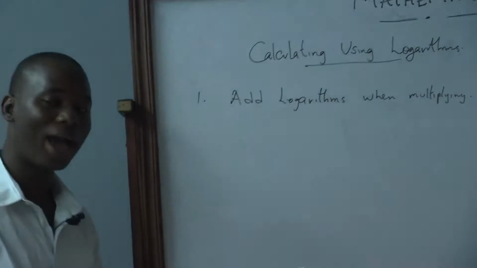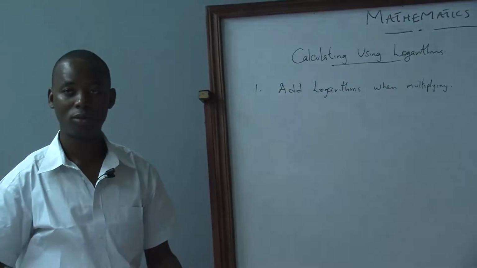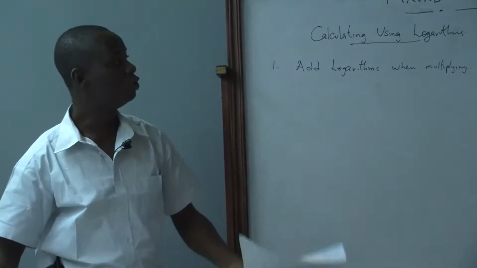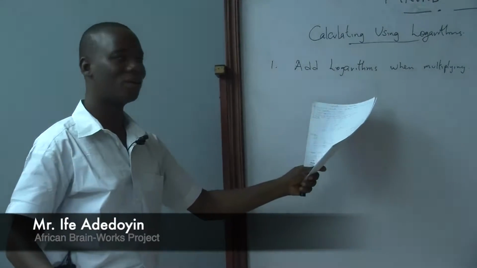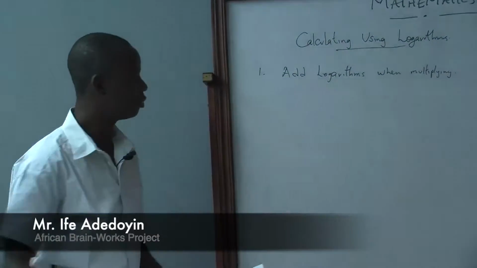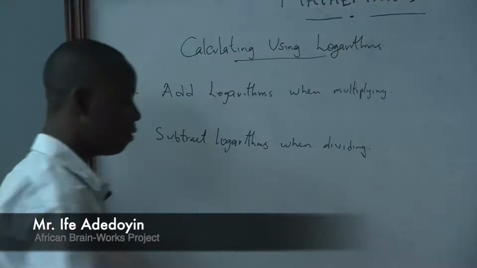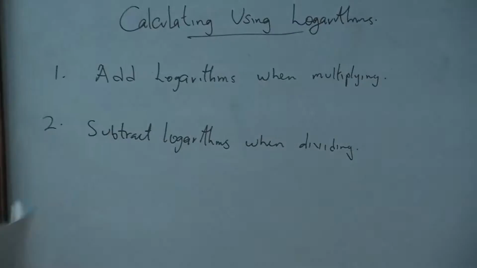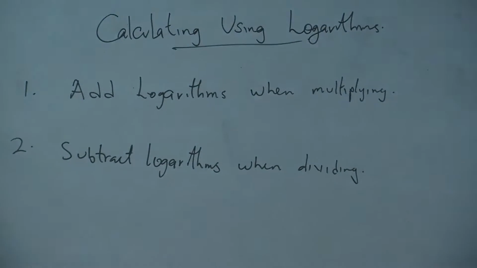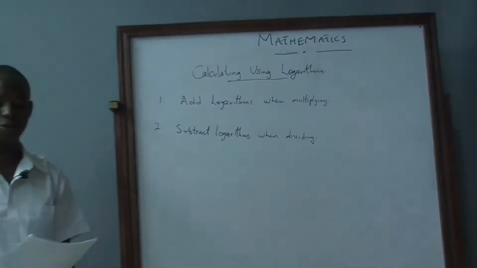When you are to multiply two values, irrespective of how big or how small they might be, what you need to do is find their logarithm and add their logarithm. That is so simple to do. The second one is, whenever you are to divide, you find the logarithm of those numbers and you subtract their logarithm, and that makes the working so simple for you.